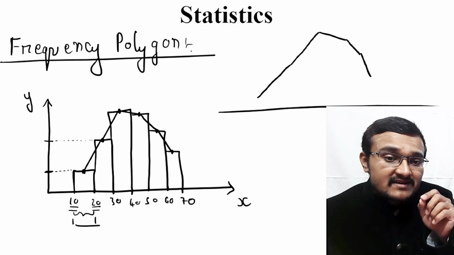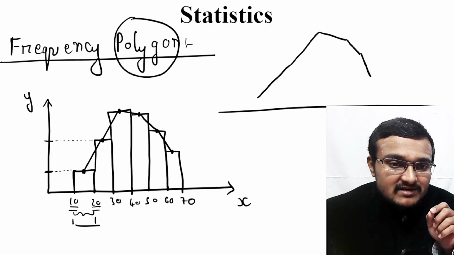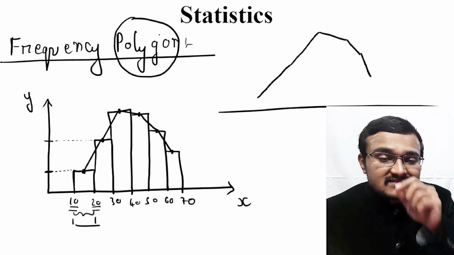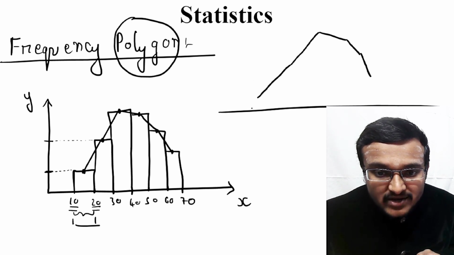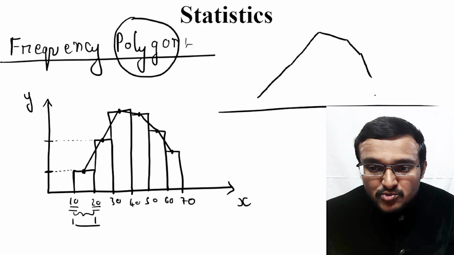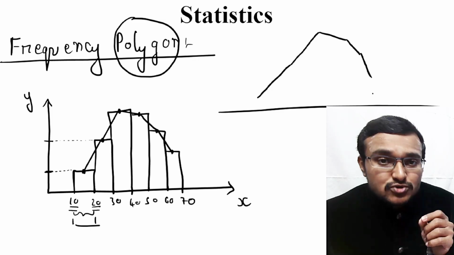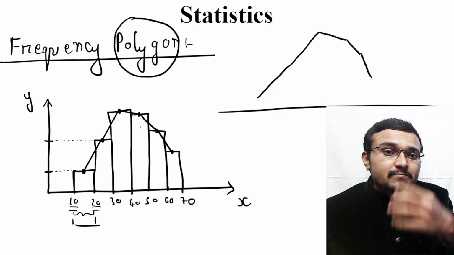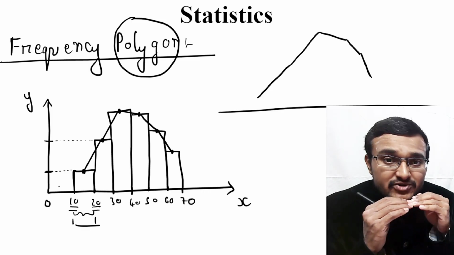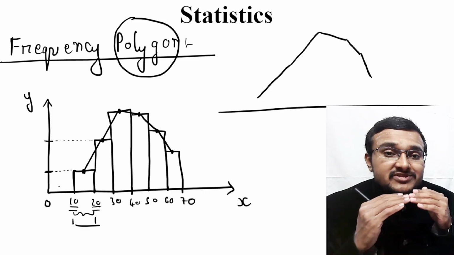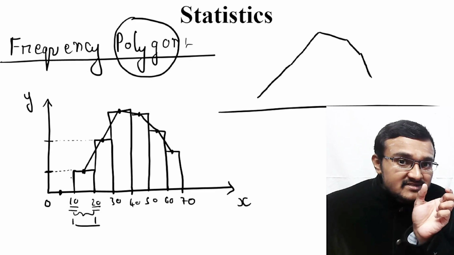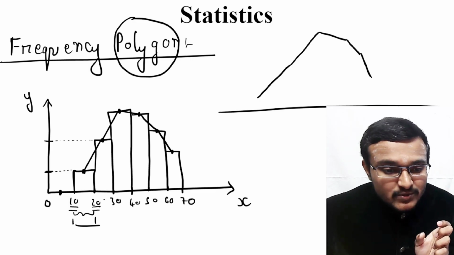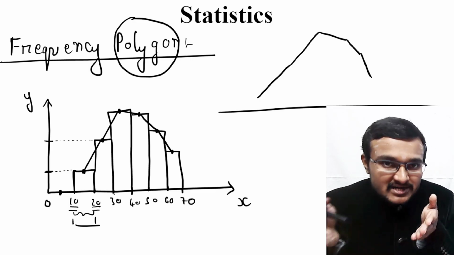Here we are discussing the frequency polygon, so this should be complete. This is not forming a polygon yet. From this point you have to join the x-axis, and from this point also you have to join the x-axis. How to join that? You have to consider the previous step. From 0 to 10 range, there is no data. No data means you have to consider that on the x-axis, at the midpoint of the previous interval.